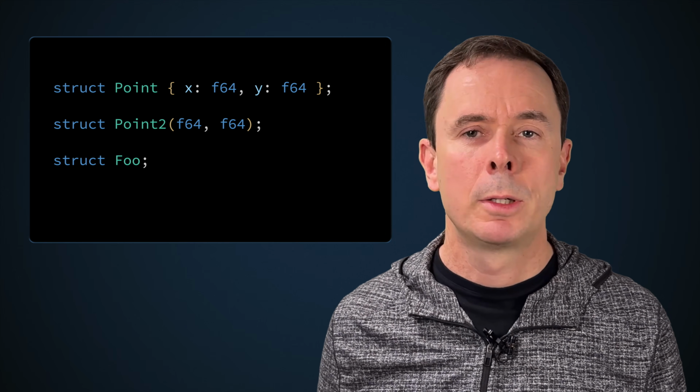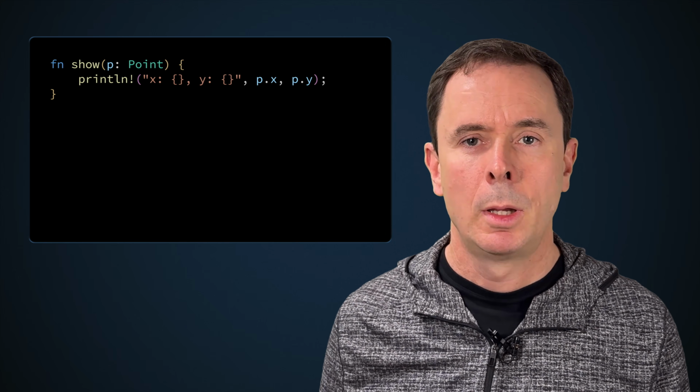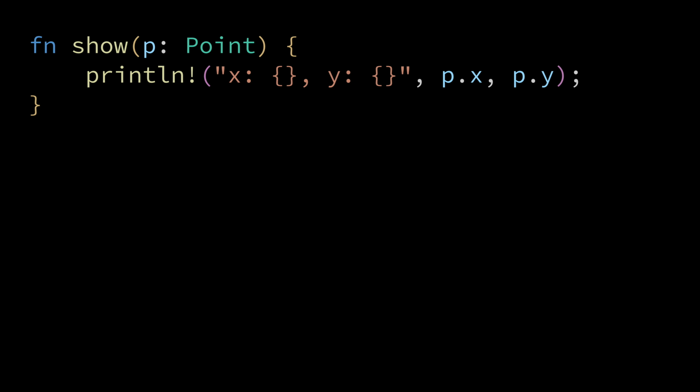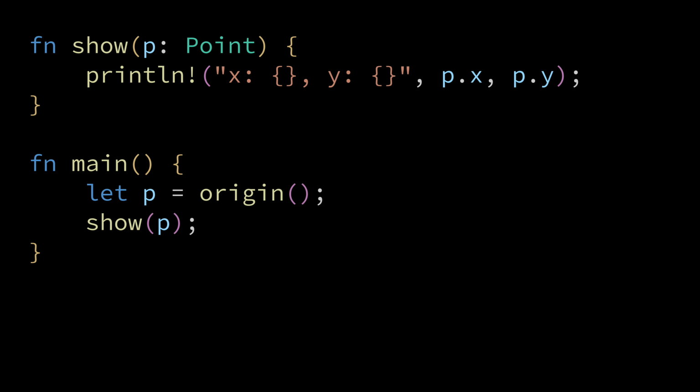Now let's write a function that takes a struct. The show function takes a parameter p of type point and prints out its coordinates. So we make a point and pass it to show, and this works. Now, what do you think happens if we call show again? This should work fine, right? It just prints out the coordinates again.